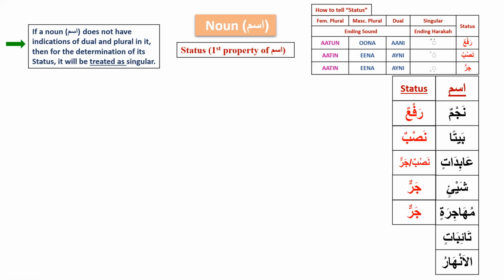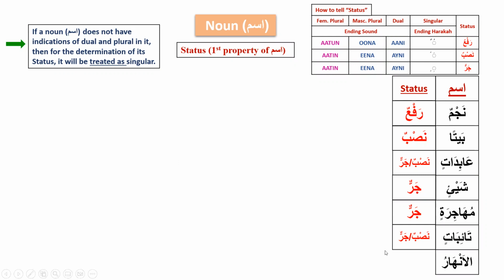Do you see signs of dual? No. Masculine plural? No. Feminine plural? Yes. So what is it then? What's the status? It's either nasab or jar. Nasab or jar, all right. Taibatin, by the way, means ladies who do tawbah, who repent. Okay, next word, and then we go to the breakout room.